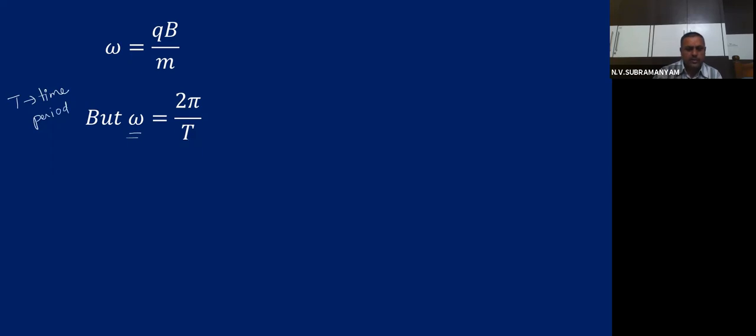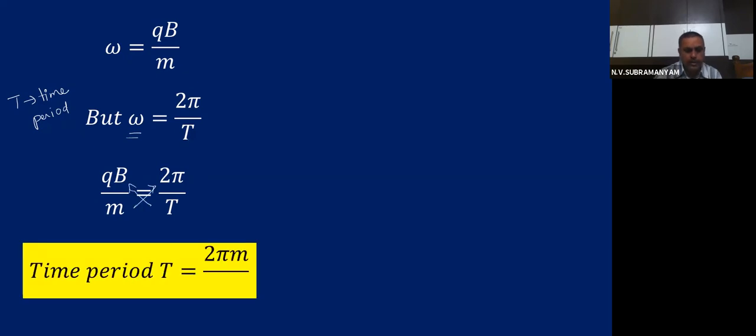So if I substitute qB by 2 pi m is equal to 2 pi by T, we know the left sides are equal, so I can equate the right sides. qB by m is equal to 2 pi by T. So I can just cross multiply and simplify. Then I will get the formula for time period.